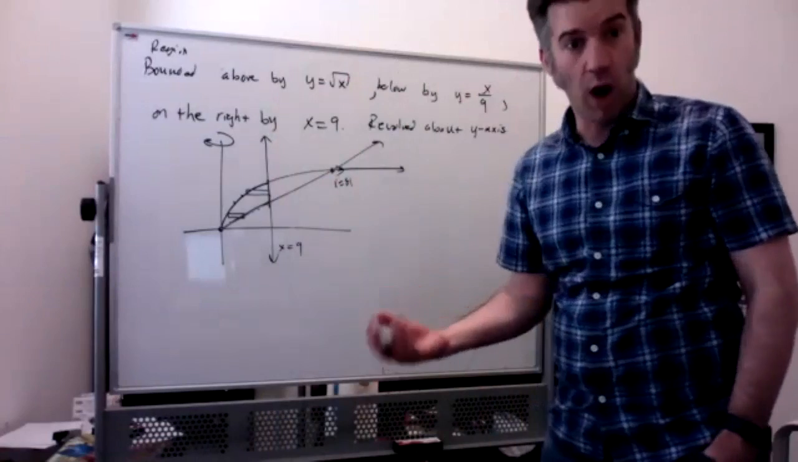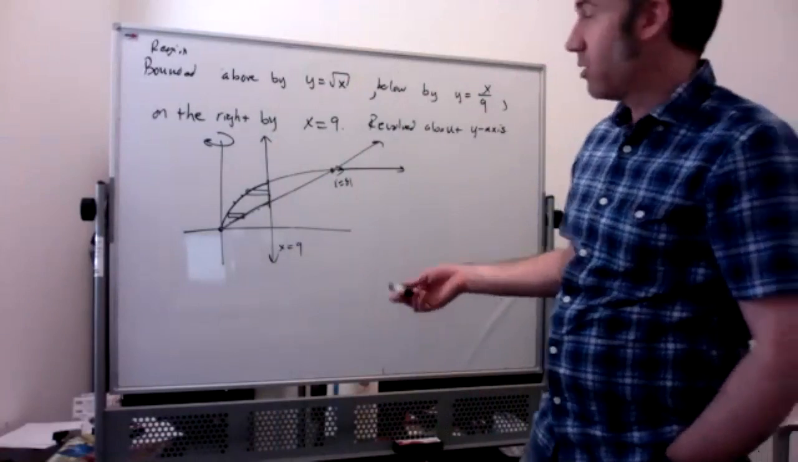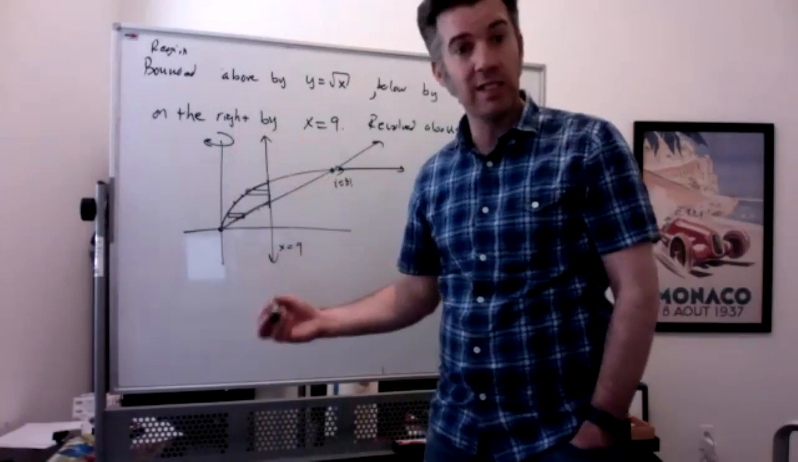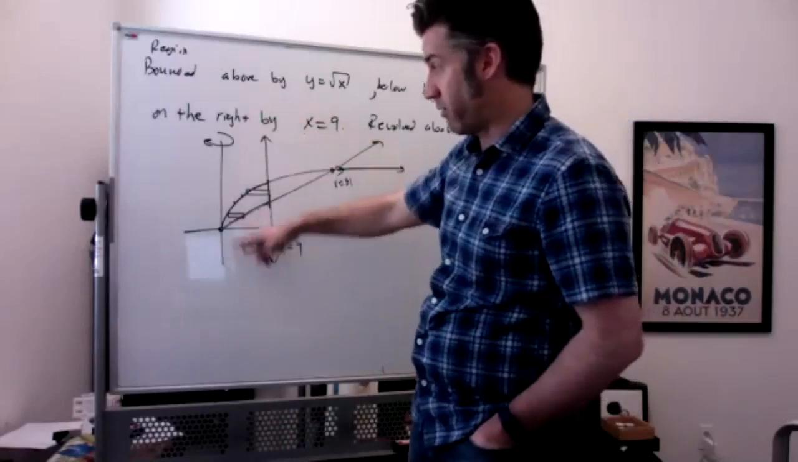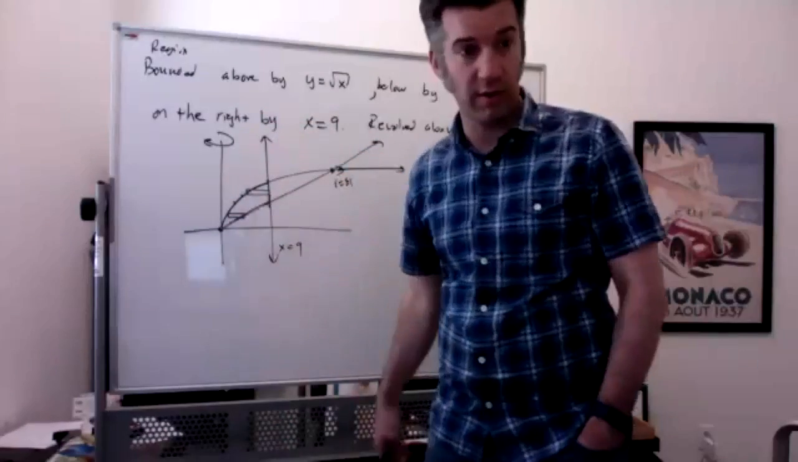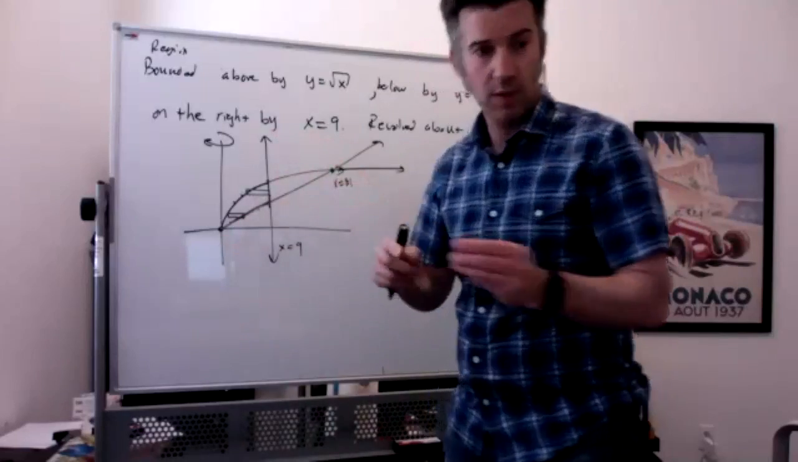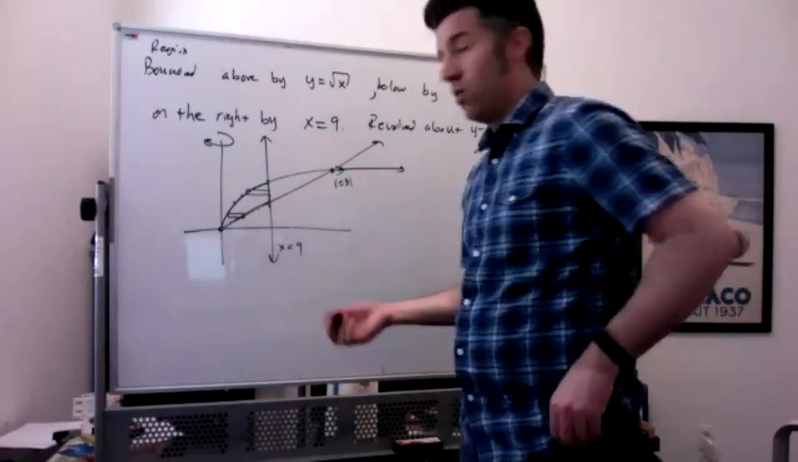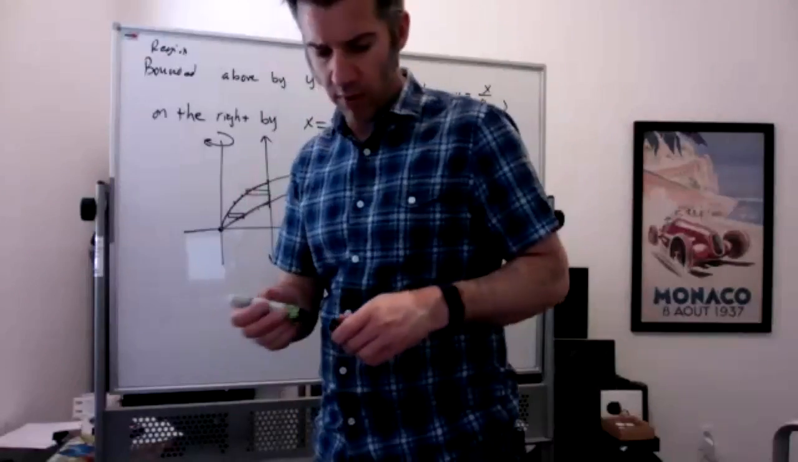Okay, so we're going to use the washer method. Why not the disk method? Because to use the disk method, the axis of rotation needs to be one of the boundaries of your region. And clearly, the axis of rotation is not one of the three boundaries of our region. Right? These are the three boundaries of our region.